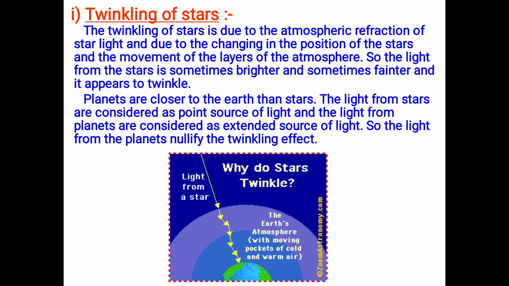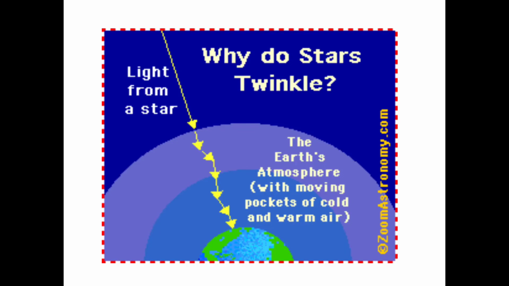Planets are closer to the earth than stars. The light from stars is considered a point source of light, and light from planets is considered an extended source of light. So the light from the planets nullifies the twinkling effect, like this.